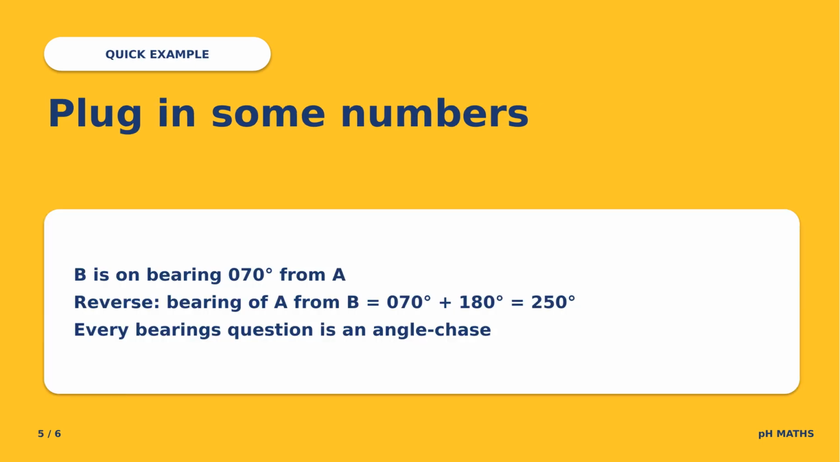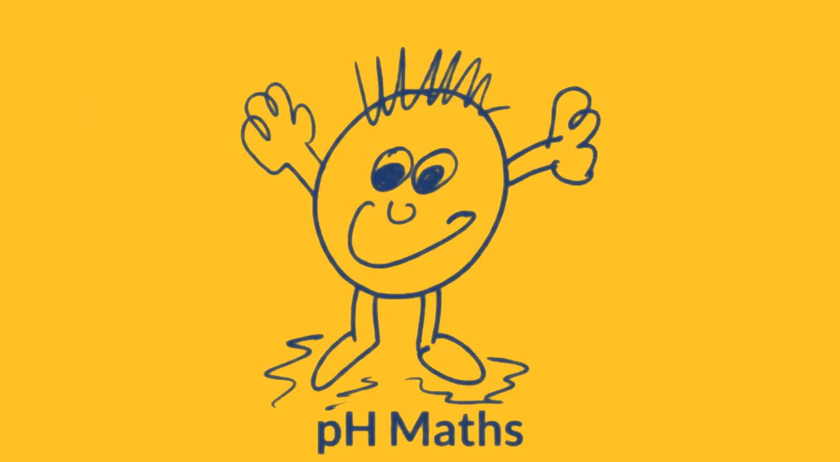Quick example. B is on a bearing of 070 from A. What is the bearing of A from B? Well, add 180. 070 plus 180 equals 250. Done. Every bearings problem is really an angle chase, with the parallel north lines doing the heavy lifting.